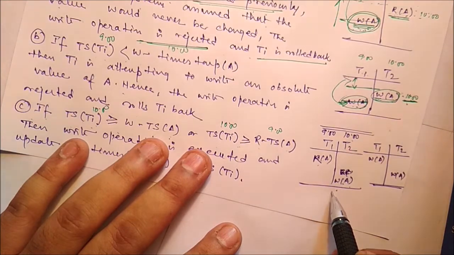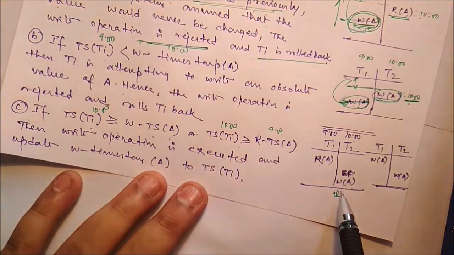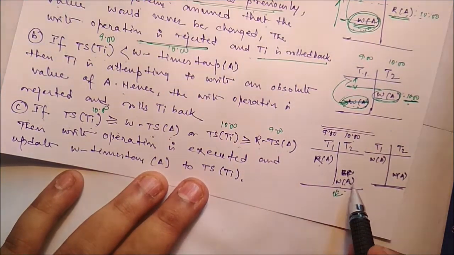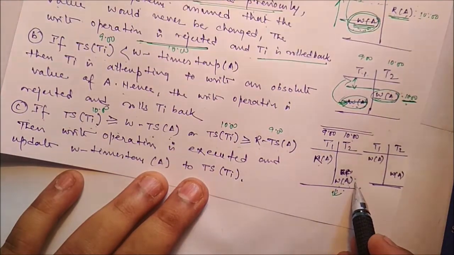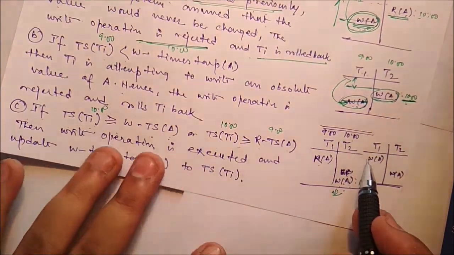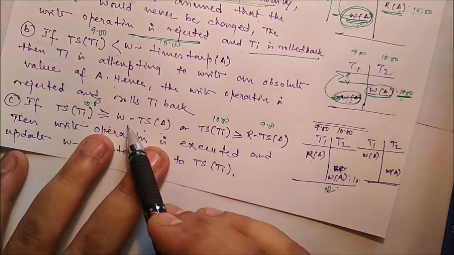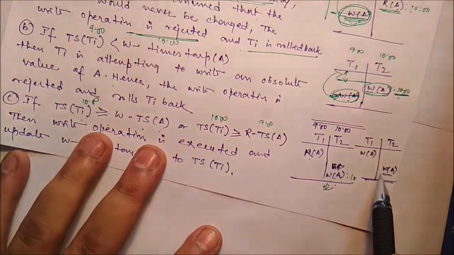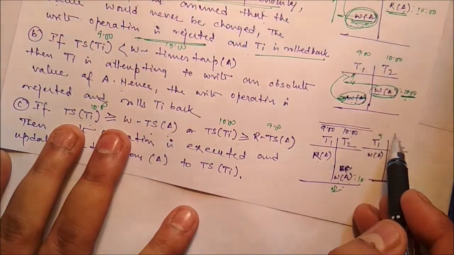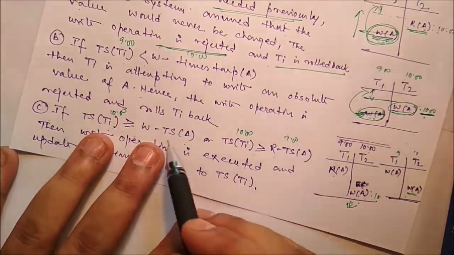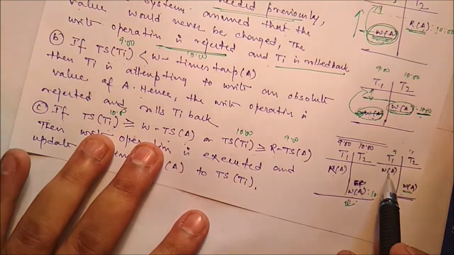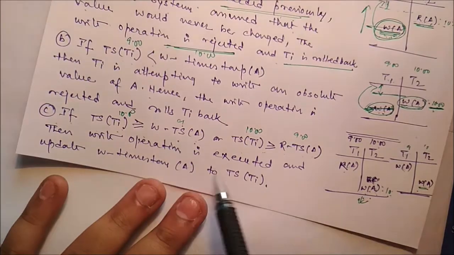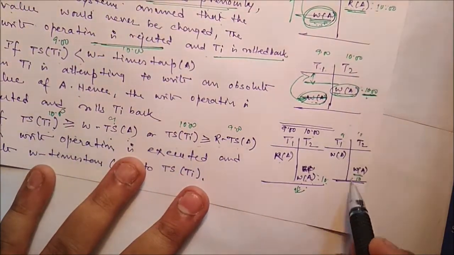Are you getting this? So it is okay, the write operation is executed and the write value is updated. The updated W-timestamp should be 10. Now, if TS(Ti) is greater than W-timestamp of A, T2 wants to write variable A, so TS(T2) is 10 AM, while the successful write operation by T1 has timestamp 9. So definitely it is allowed, the write operation is executed, and W-timestamp of A is updated. The updated value is also 10 here.